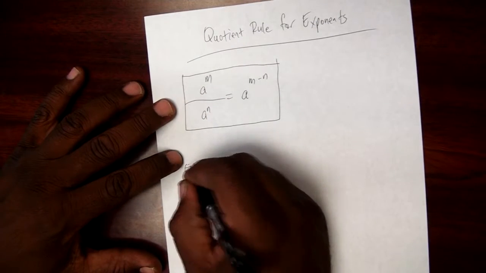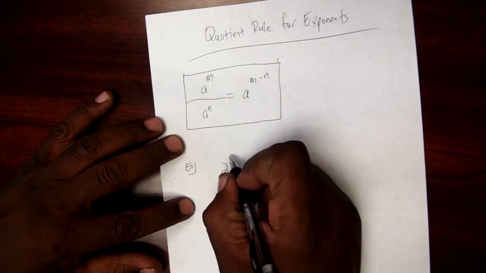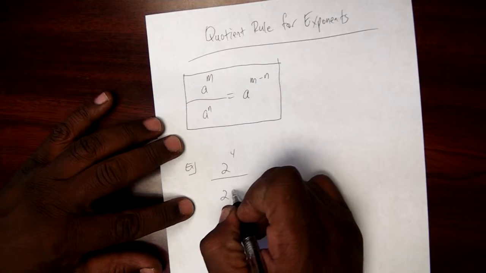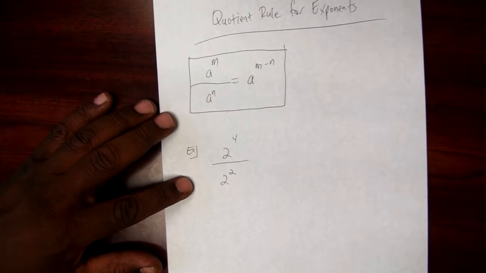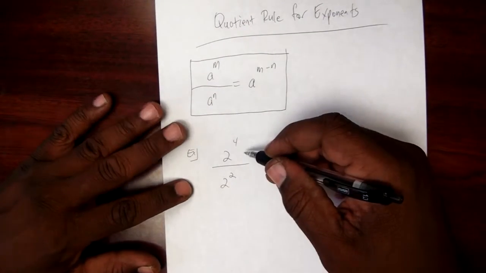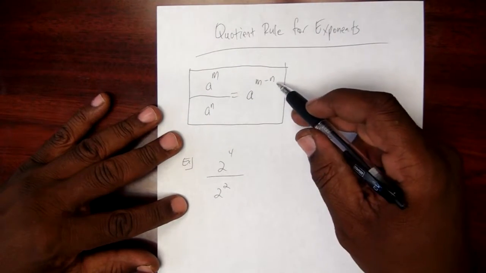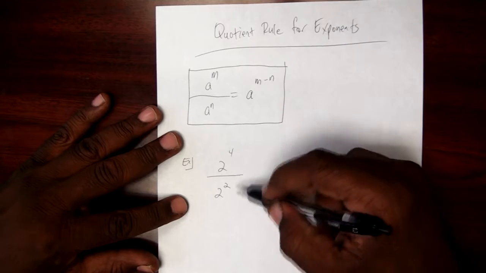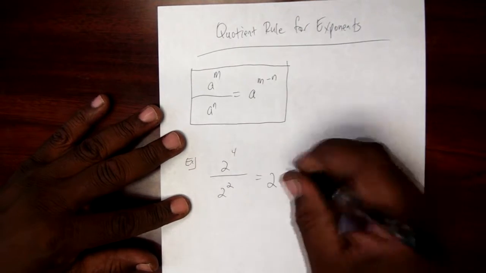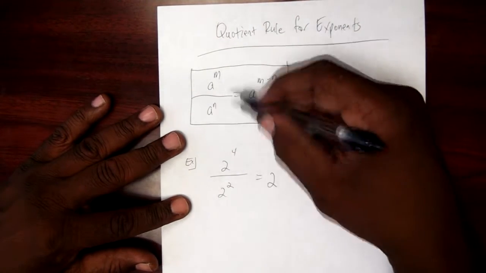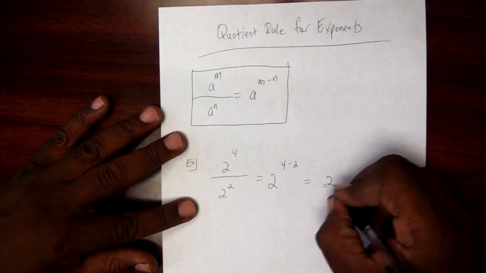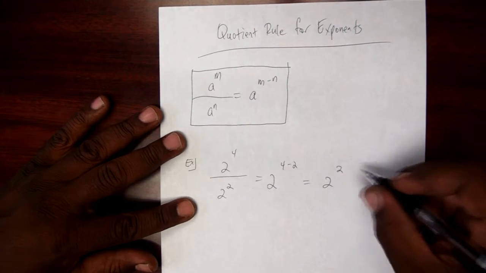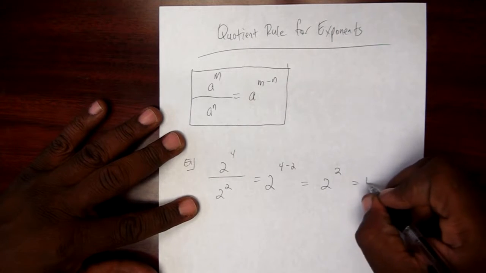So here is an example. 2 to the 4th power divided by 2 to the 2nd power. I'm dividing like bases, so I want to use my quotient rule. It says I keep my like base, which is 2, and then I take my top exponent minus my bottom exponent. 4 minus 2 is 2, and 2 squared is 4.